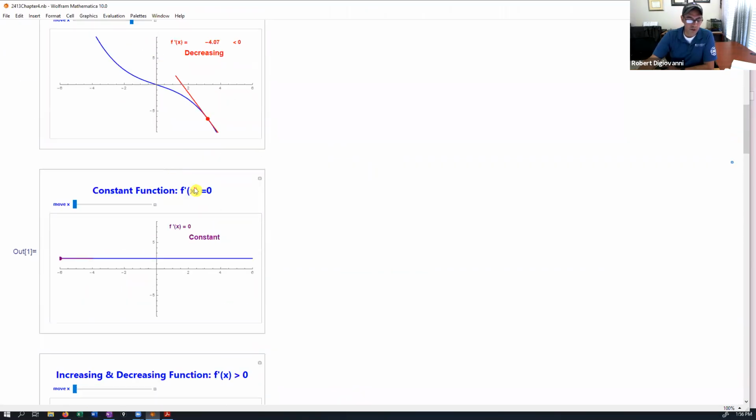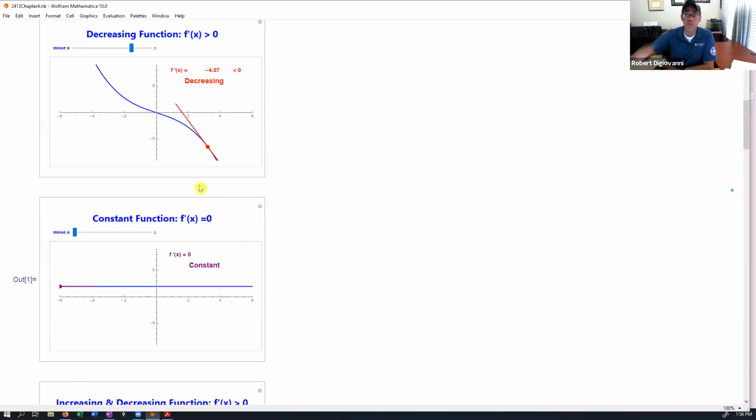Okay, so if your derivative is 0, 0 means flat line, right? Then that means that as you move across, the function must be constant. Okay, positive derivative, going up; negative derivative, function going down; 0 derivative, function is flat.